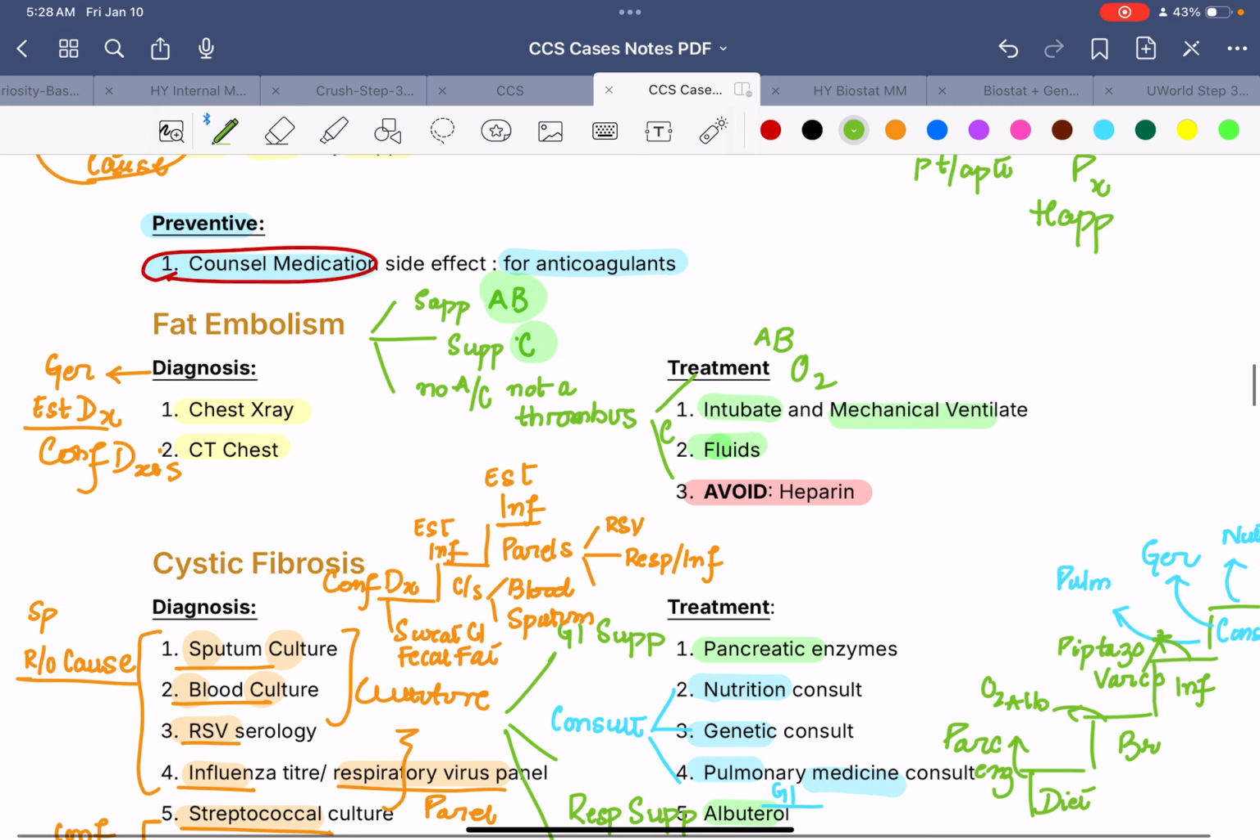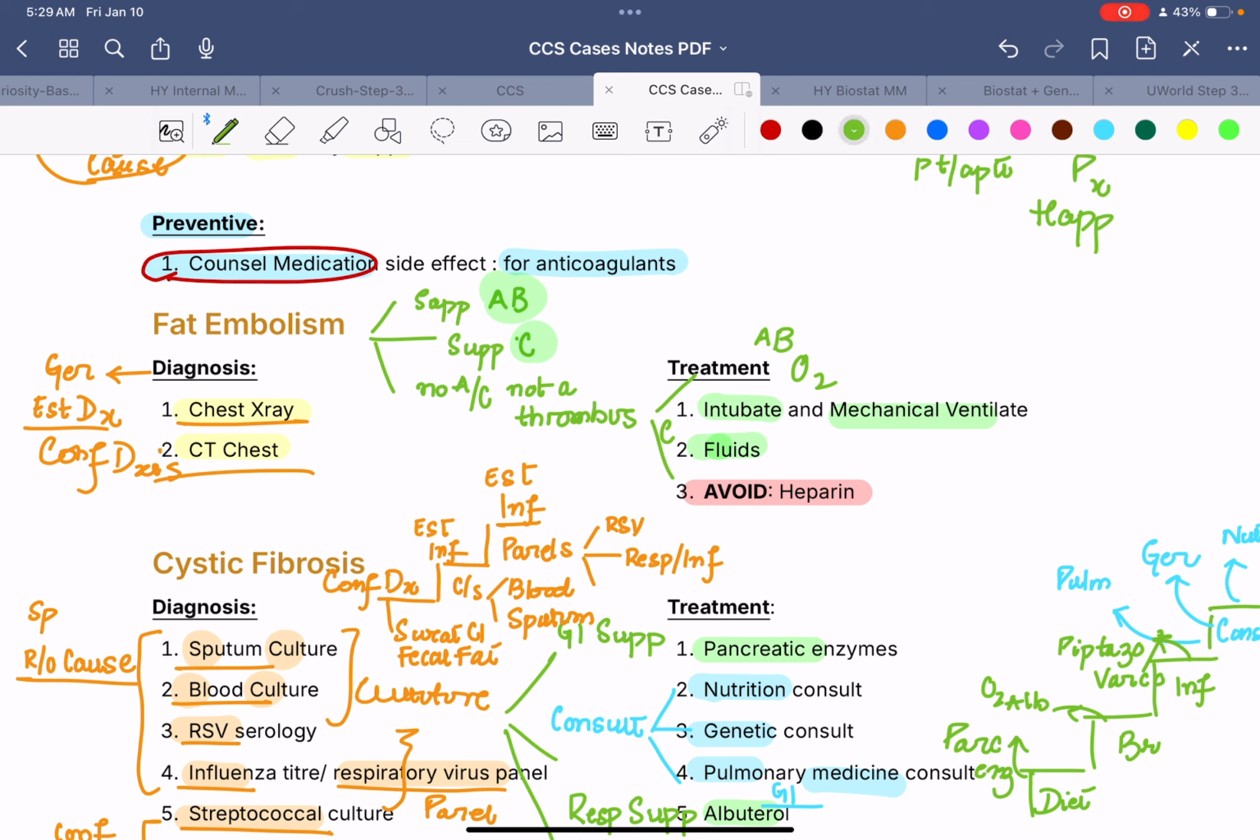So for fat embolism, again, think what should be your goals for diagnosis. Your goal for diagnosis again would be to confirm the diagnosis. So in order to confirm the diagnosis, let's proceed from simple to complex. The simplest test here would be the chest X-ray, and after chest X-ray you can confirm the diagnosis with CT chest. And the treatment, again, what are your goals of treatment?